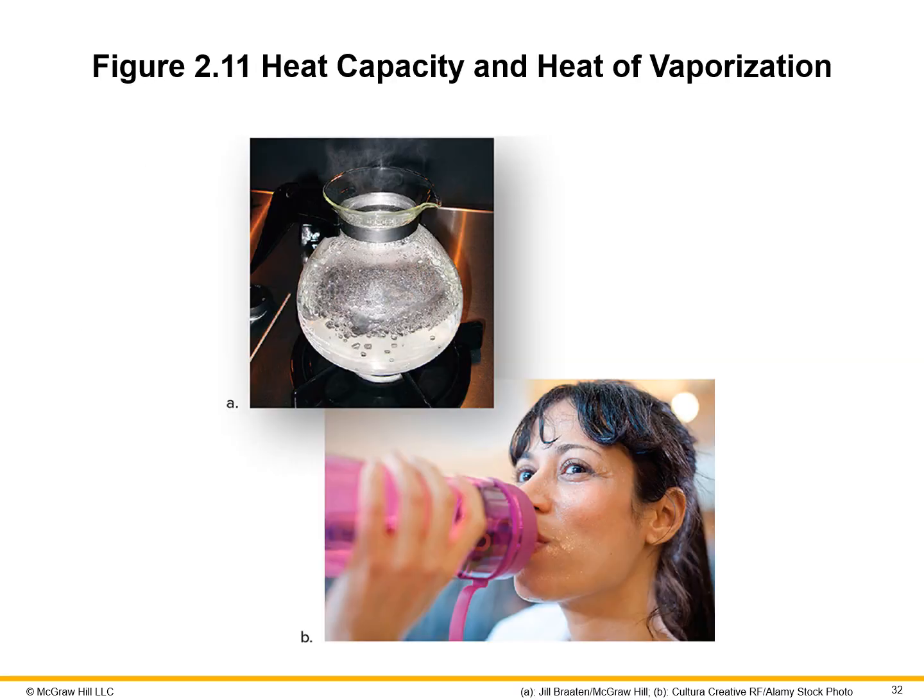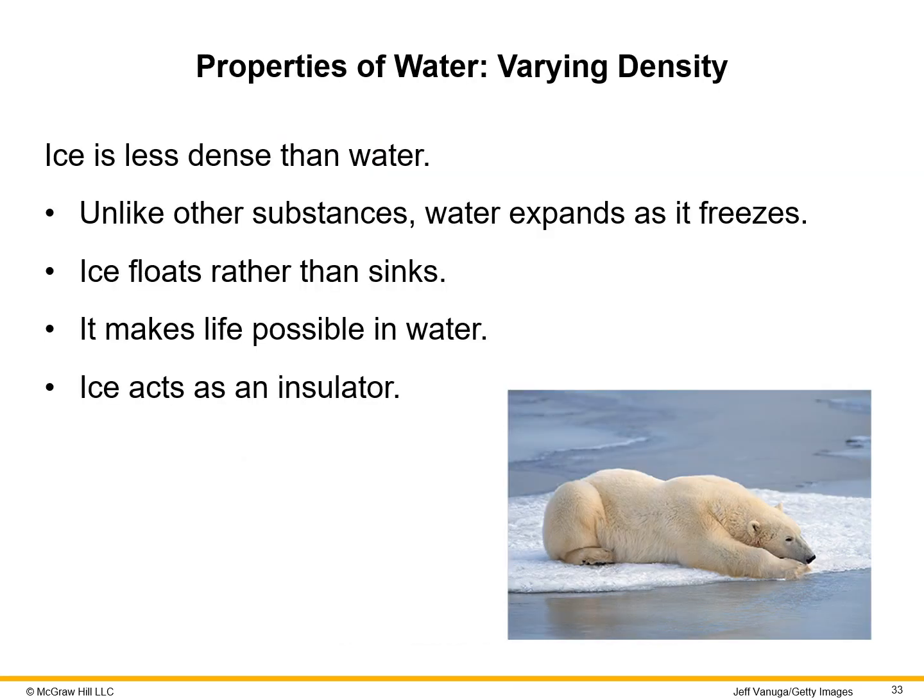Here are just examples of the heat capacity and water vaporization. Move on past that. I mentioned this as well. One of the other properties is varying density, because ice is actually less dense than water, which is different than other substances. So unlike other things, water expands as it freezes, and then ice will float instead of sink. And that makes life possible in water because ice acts as an insulator.